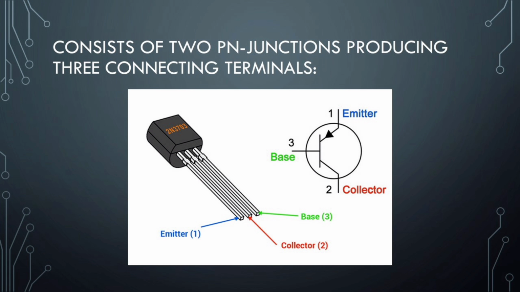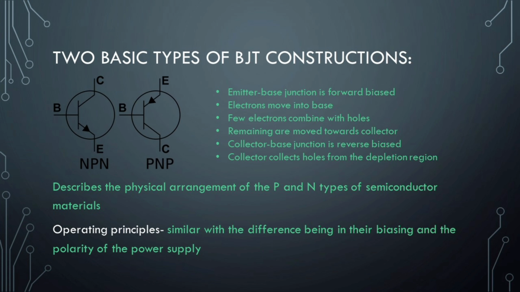BJTs consist of two PN junctions producing three connecting terminals labeled as the emitter, the base, and the collector, respectively. There are two basic types of BJT constructions, PNP and NPN, which basically describe the physical arrangement of the P-type and the N-type semiconductor materials from which they are made. The operating principle of these two types is similar, with the difference being in their biasing and the polarity of the power supply.